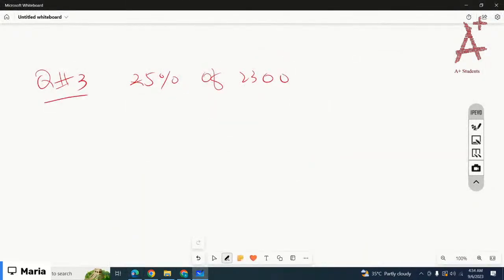35%, sorry, not 23. It would be 35 times 2300 over 100, right? Let's just multiply them. It would be 805 T of gold produced in South Africa, right?